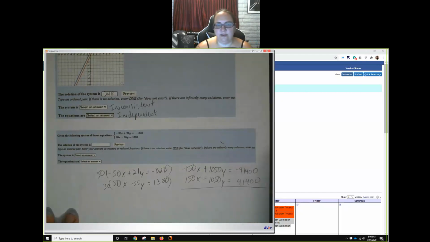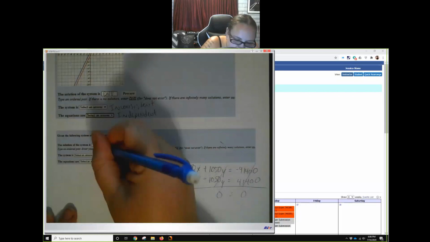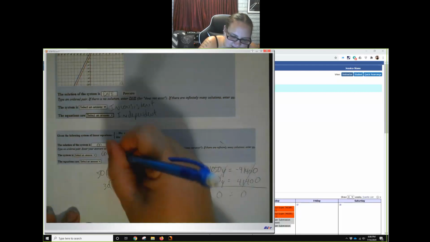Now, your x's will cancel. Your y's will cancel. That means on that side, all you have is 0. On this side, everything cancels as well. When you get 0 equals 0, that is when you have infinitely many solutions. So they want you to put infinity right there. This is a system that is consistent and dependent.